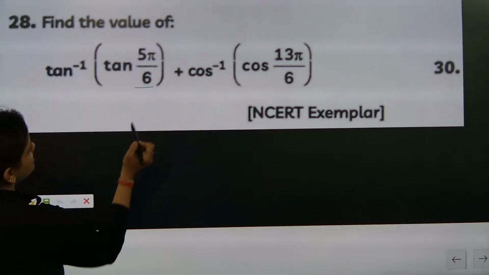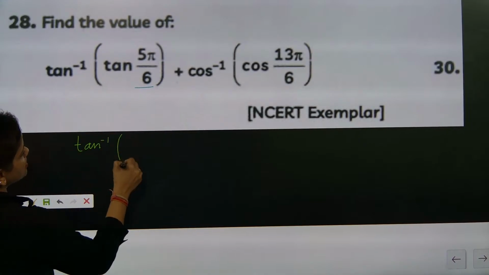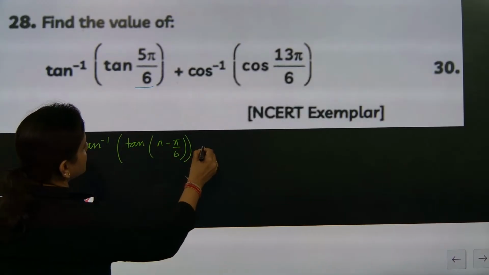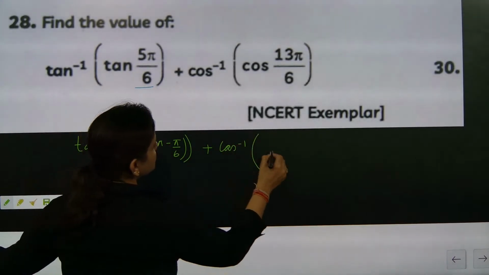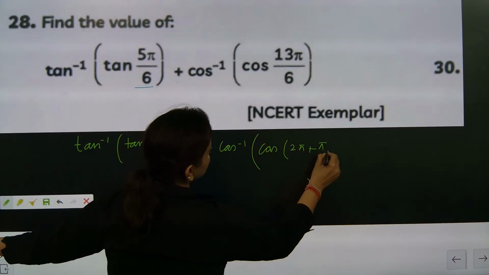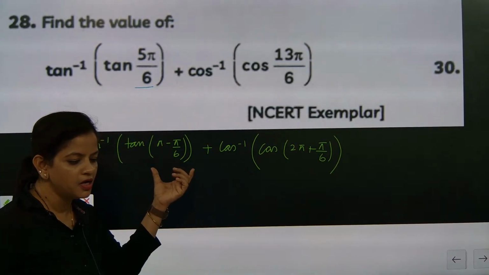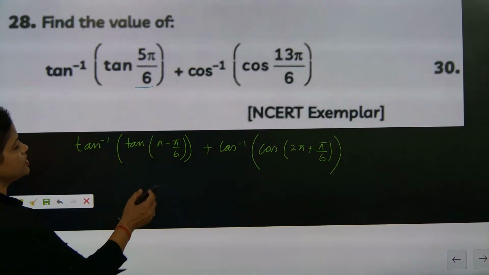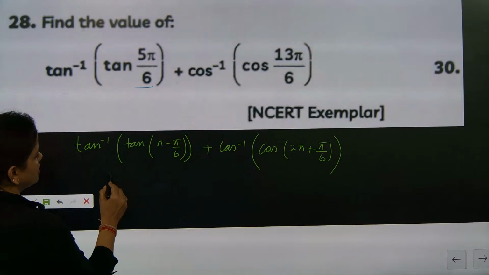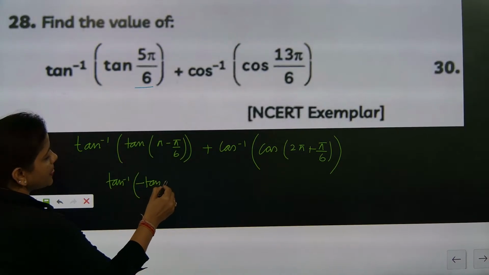See, beta, 5 pi by 6 is there. What do we have to do to resolve it? See, I am solving it. Tan inverse of tan of pi minus pi by 6 plus cos inverse of cos of 2 pi plus pi by 6. Done? Because we have to convert it into the principal domain. Okay, pi by 3 answer, super. Let's check this one here. Now this will become tan inverse of minus tan pi by 6.